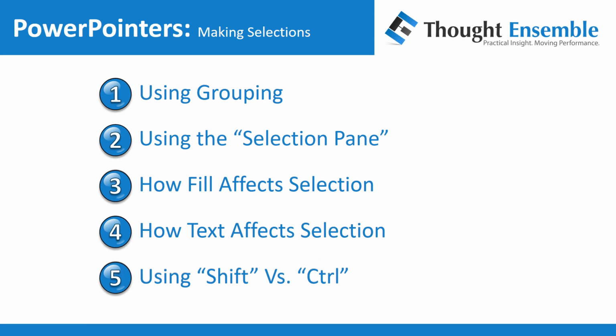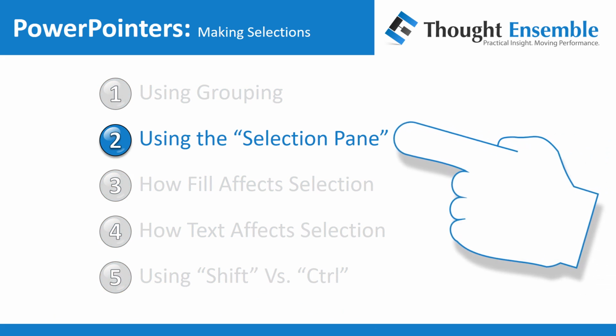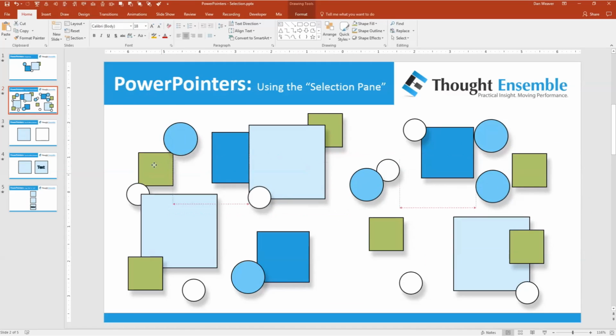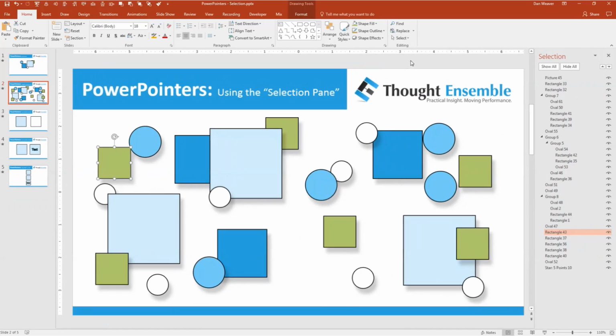Now let's talk a little more about managing groups as well as other objects in our next topic, using the selection pane. As you can see, there are a lot more objects on this slide. Some of them grouped, some of them not, and it can be hard to manage. That's where the selection pane comes in. To access the selection pane, simply open the Home tab, then from the Editing section, click the Select drop-down and click Selection pane. The selection pane will then appear on the right.